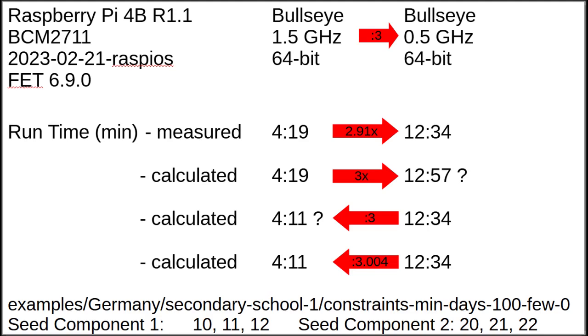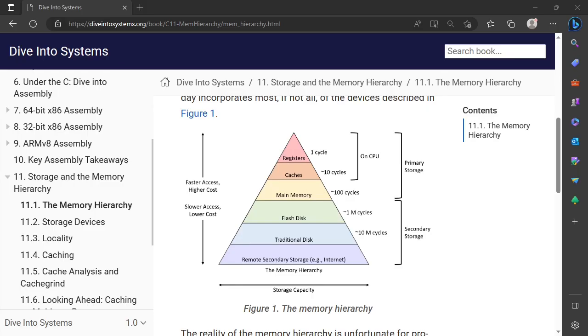To understand it, we should think the other way around. If I increase the speed 3 times, why is it not 3 times faster? Shouldn't it be solved in 4 minutes 11? The speed of the memory is different from the speed of the CPU, and the cache is present in between. It may not be exactly 3 times faster or slower because of this.